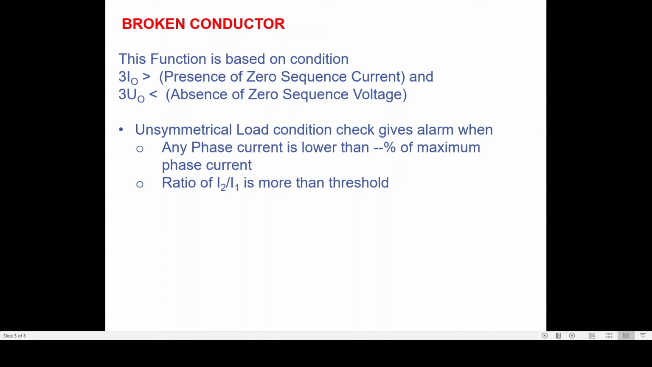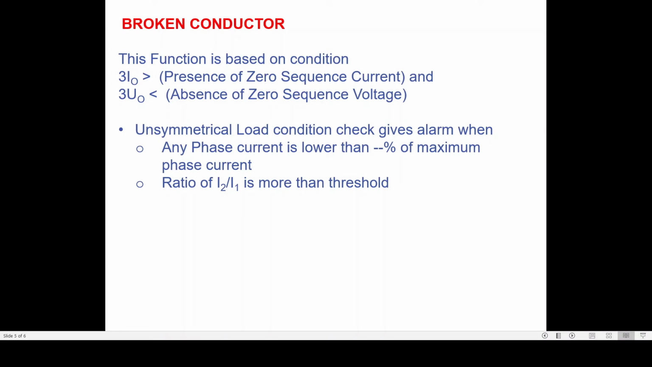Suppose the R phase current is 10 ampere, Y phase current is 50 ampere, and B phase current is 30 ampere. So now the relay will calculate the ratio between 10 and 50, that is the lowest current of any phase divided by the maximum current among the three phases. And if that magnitude is less than your set value, it will issue a broken conductor alarm.